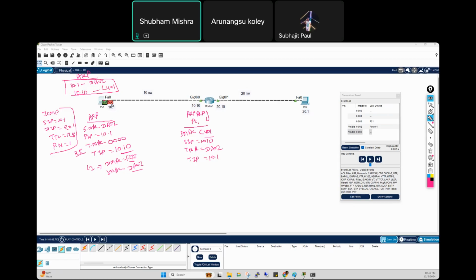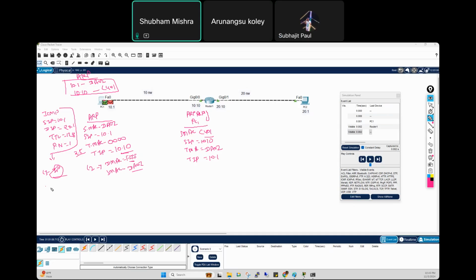Okay. After 2 seconds, what will PC number 1 do? PC number 1 will generate again the ICMP packet. So in the ICMP packet, again every information will be same. अरे यही information होगी ना? This information, what will it do? It will hand over to which layer? Layer number 3, IP. On the IP header you will get every information.